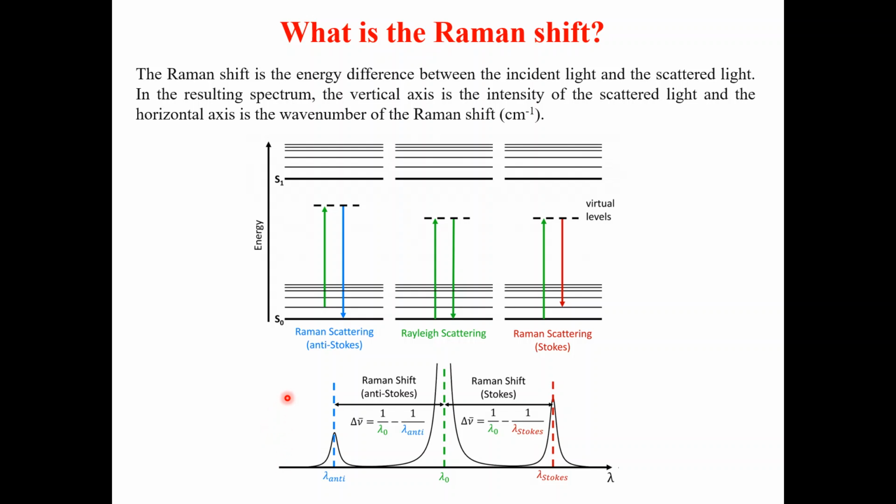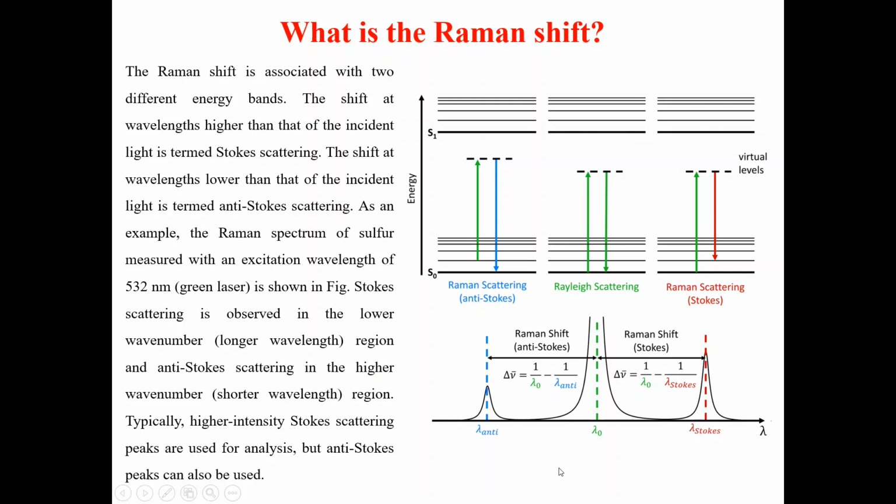So that is taken as the intensity, while along the x-axis, that is the horizontal axis, we take the wave number of the Raman shift, that is in per centimeters. So let me clarify it more. The Raman shift is associated with two different energy bands. So here you can see the Raman shift is associated with the two different energy bands.